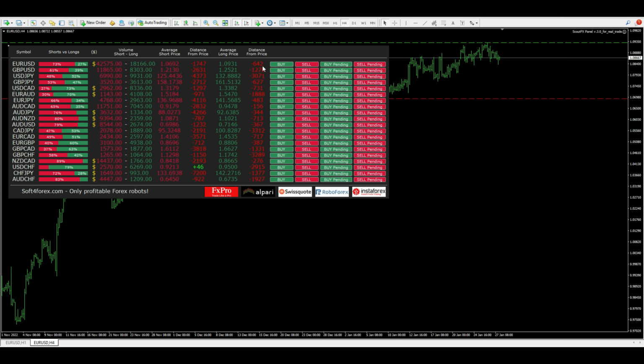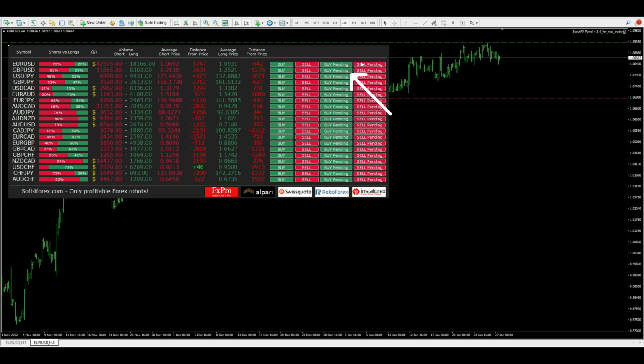Using the buttons on the ScoutFX panel, you can open positions or pending orders for each instrument. For example, by clicking on the buy button, you open a position in the market to buy at the current market price. Clicking on the sell button opens a position in the market for sale at the current market price. Next are buttons for placing pending orders.